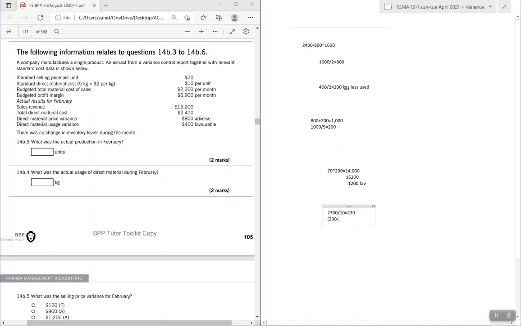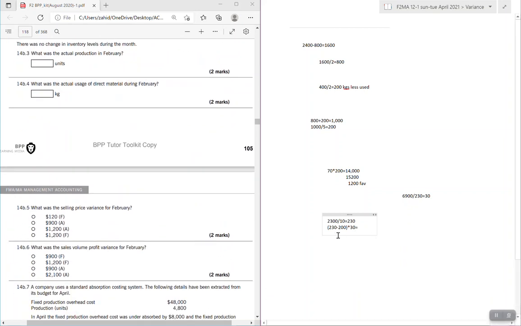230 were budgeted units, and we sold 200 units, multiplying by the profit per unit. Profit per unit is not given. Now I can take the total profit and divide by the budgeted units. It will give me profit per unit, so multiply by 30. Remember, this gives me the difference of units, multiplied by the profit, because we are using absorption costing, and they said sales volume profit variance, so we have to multiply by profit. We have 900 adverse. Overall sales variance is 1200 favorable, 900 adverse, 300 favorable.